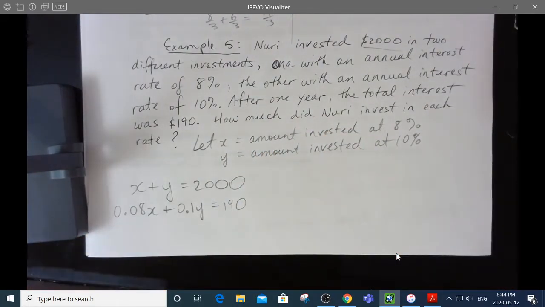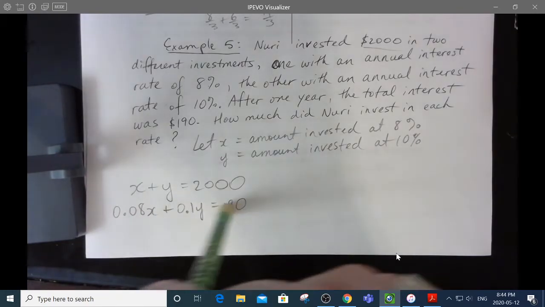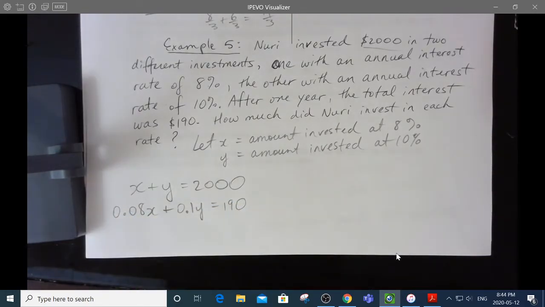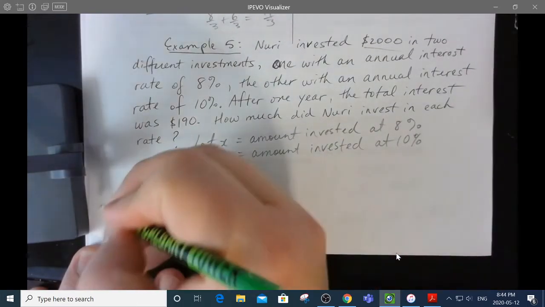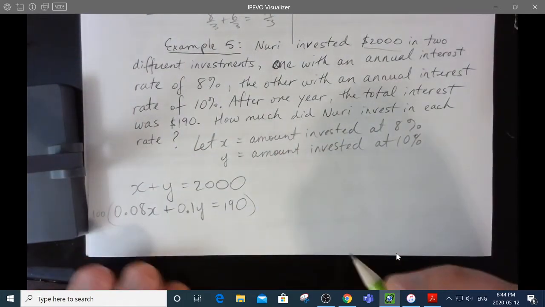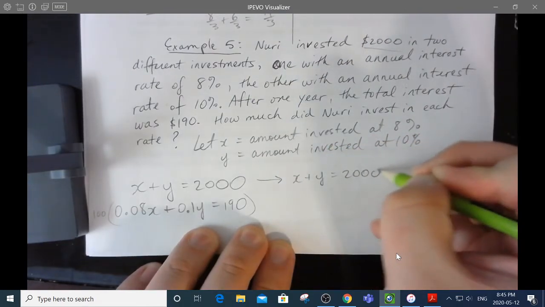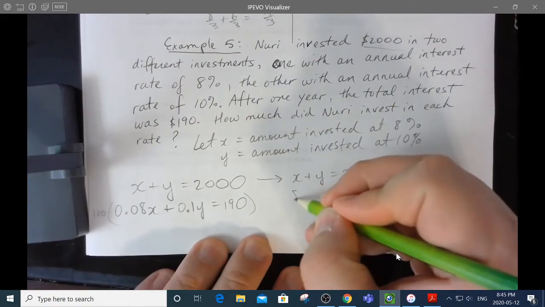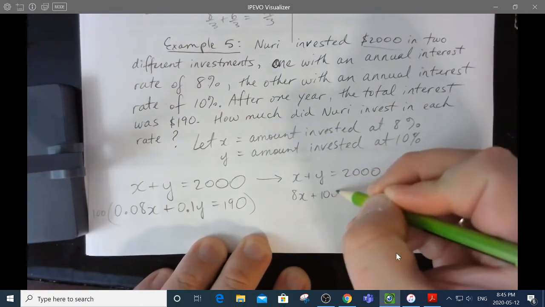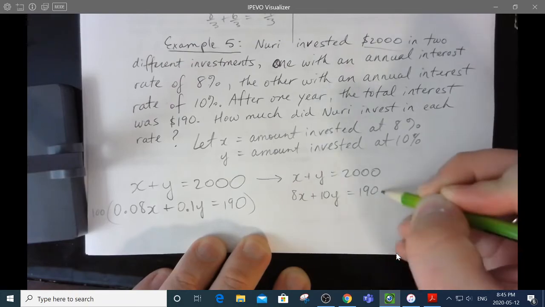Now, there's my 2 equations. How do I figure out x and y? What do I do with these decimals? Well, what did I do with the fractions? I got rid of them. How do I get rid of those decimals? What number could I times this equation by and it would get rid of my decimals? The answer is times it by 100. I'll leave this equation alone. If I times it by 100, I get 8x, I get 10y, and I get 190 with 2 zeros on it.